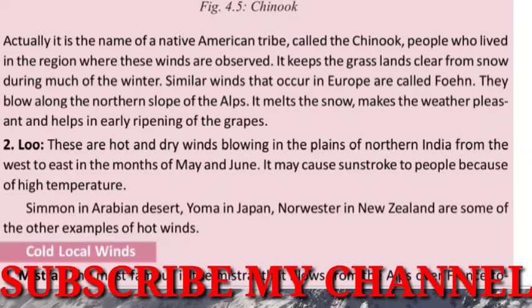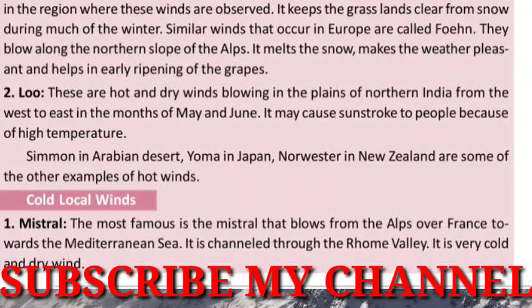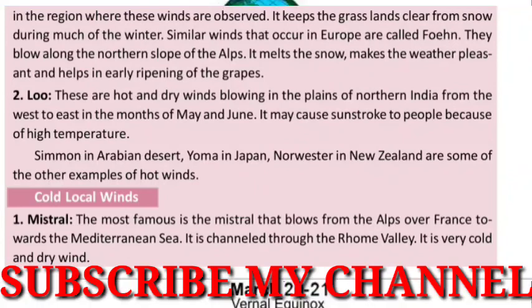Now cold winds means cold local winds: Mistral and Bora and Puna and Pampero. Okay, you can see this. First, you can see this Mistral and Bora. This is the most famous, the Mistral. Cold local winds: Mistral, Bora, Puna and Pampero. Mistral blows in the Alps mountains area. Understand? And see Puna, it is in the Andes mountains region, and Pampero, it is in the Pampas region of South America. Okay, first we can discuss Mistral and Bora.